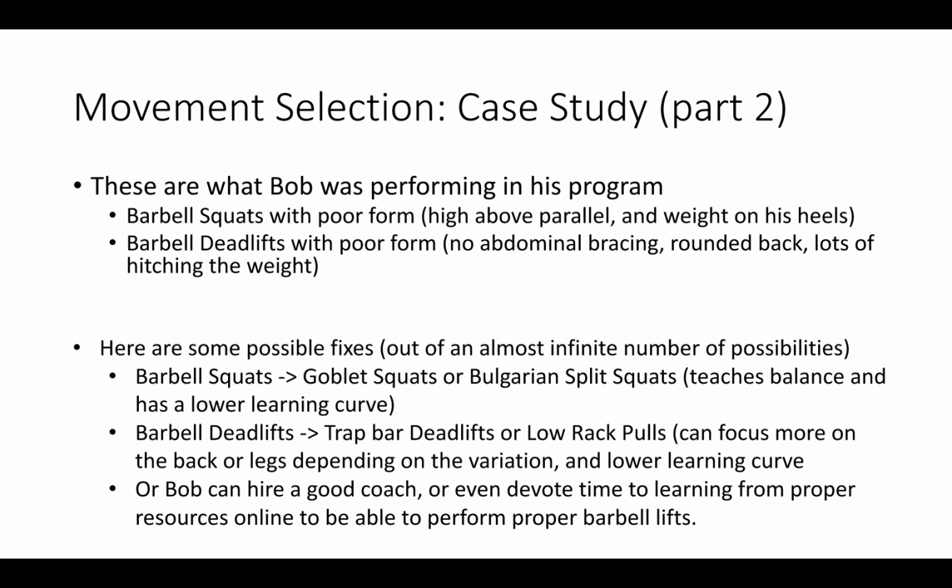Barbell squats could be changed to either goblet squats or Bulgarian split squats. These can help teach balance, and they have a much lower learning curve. The barbell deadlifts could be changed to trap bar deadlifts or low rack pulls or low rack deadlifts. You can focus more on either the back or legs, depending on those variations that you choose, and they also have a lower learning curve. Or Bob can hire a good coach, or even devote time to learning the proper form from resources online, and be able to perform the proper barbell lifts.